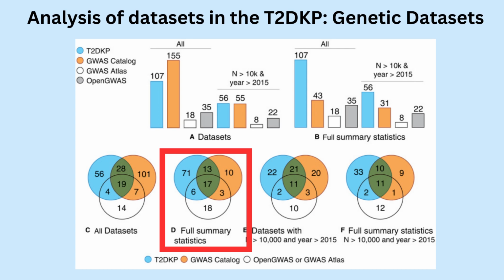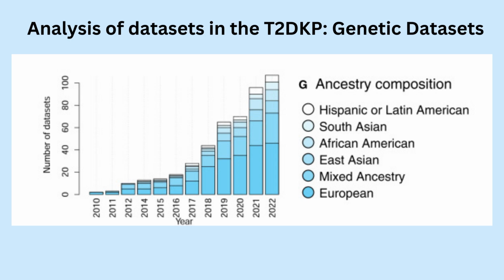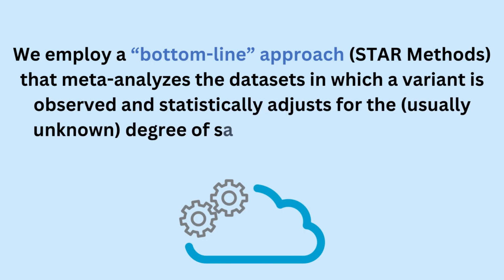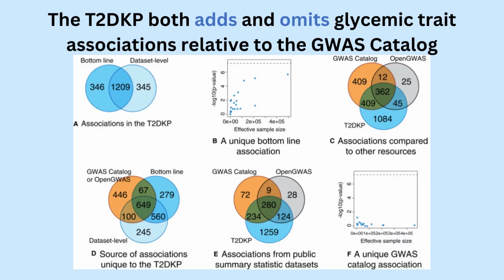31 summary statistic datasets not included in the site were either small, old, or largely overlapping with other studies. Our datasets skew heavily toward European samples due to the ethnic and socio-demographic biases of GWAS, although ethnic diversity has increased somewhat over time. We employ novel methods for a meta-analysis, including a bottom-line approach. We compared the loci with fasting glucose associations in the resource to those in the GWAS catalog in the Open GWAS project. As a result, we both add and omit glycemic trait associations relative to the GWAS catalog.